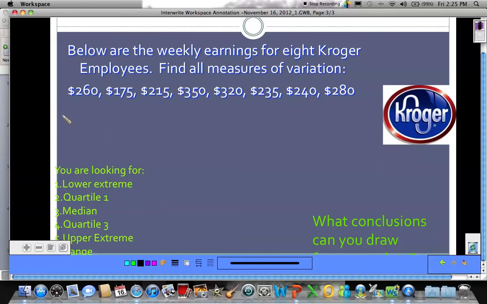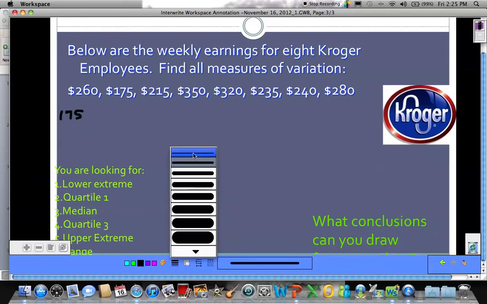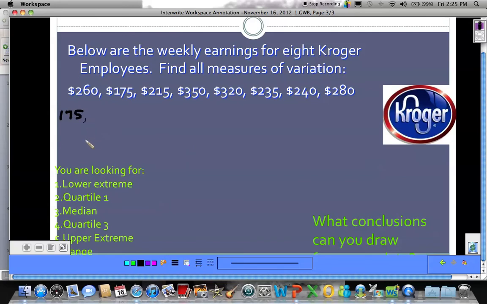So first we have 175. Let me make my pen smaller so I can write on here. 175. Then we have 215. And what I like to do is after I've used them, I mark them off so I know I've already used it. Then we have 235. 240.